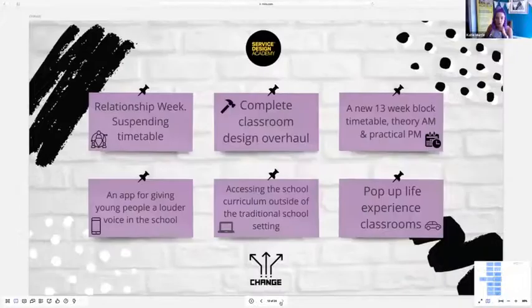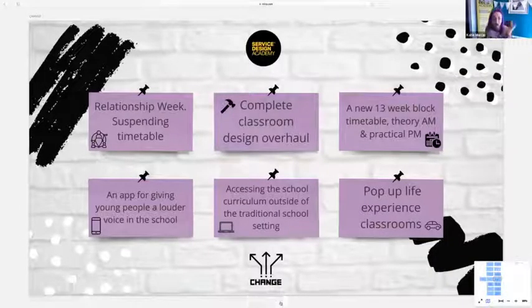So from those 6 themes, we now have 6 ideas. So relationship week, suspending a timetable for a complete week where we just focus on building relationships with staff and the young people. A complete classroom design overhaul. And actually, I think the Tomorrow's News, one of the tools that we use, IKEA sponsored the whole redesign of the school, which would be fantastic.